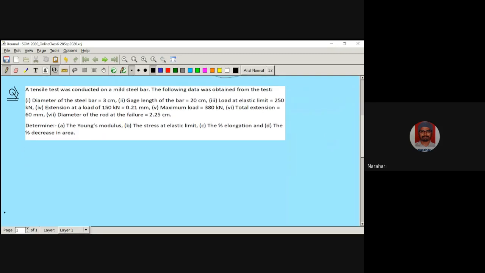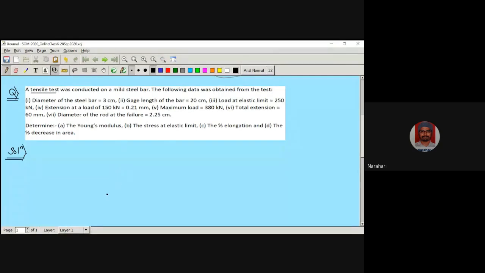So now let us try to focus on this particular question. You can read the question. I hope you have already started reading it. We have seen this tensile test earlier in our discussion, so I have taken the same question now.